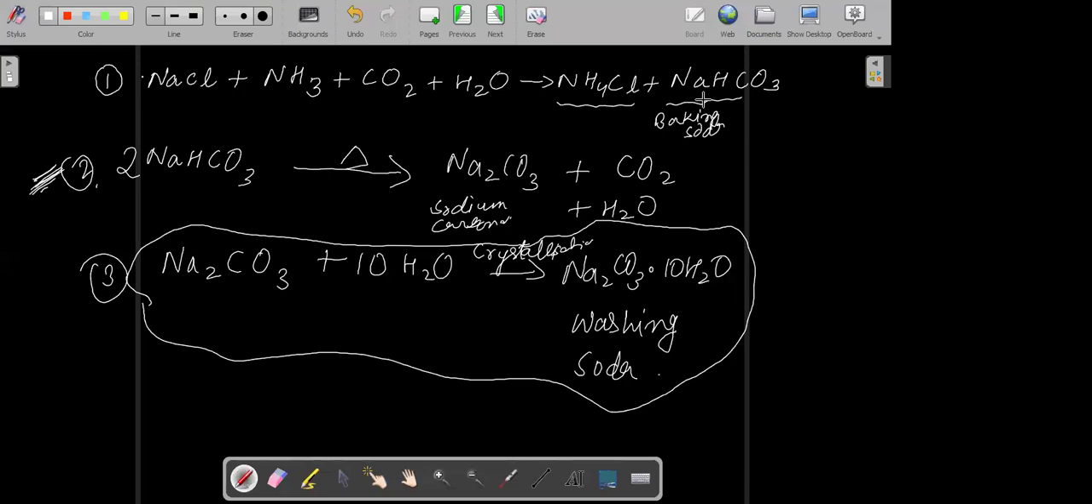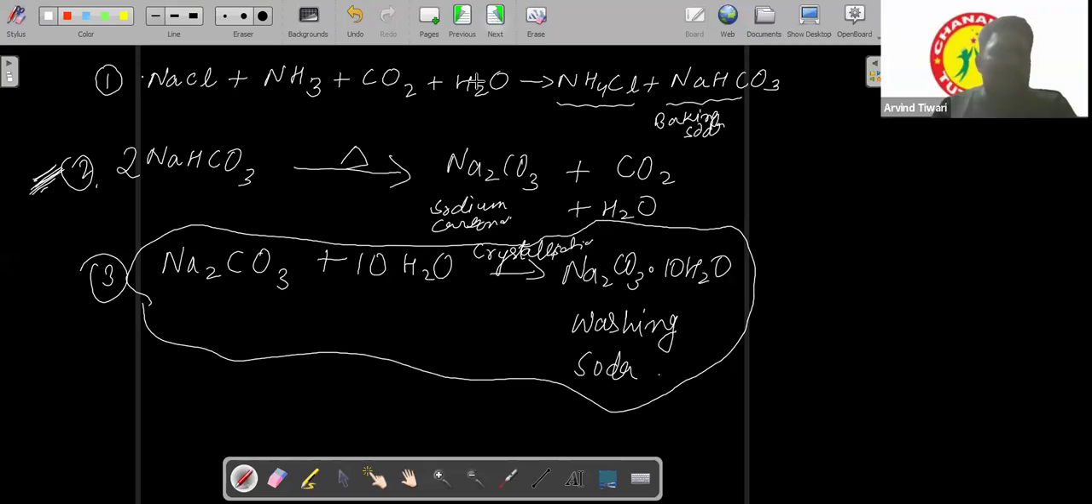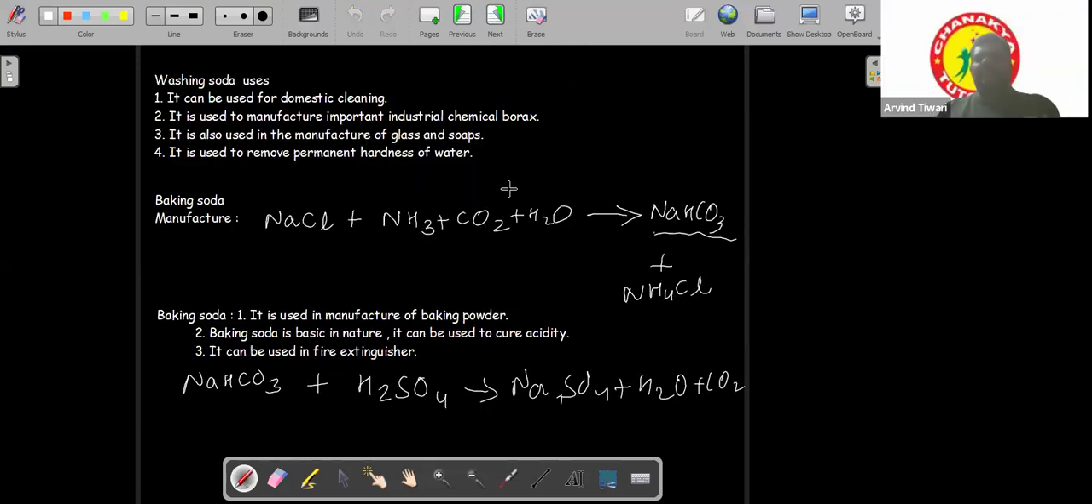So next page, sir. Just these three reactions will be there. The same reactions.